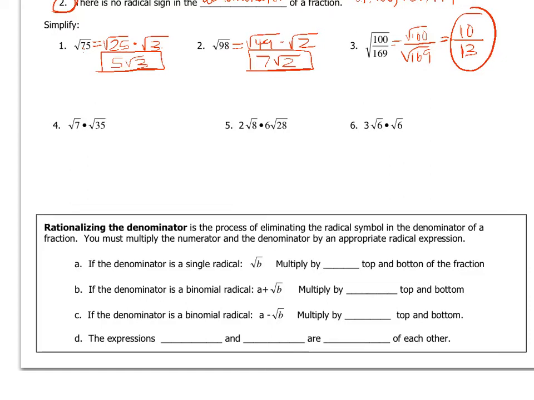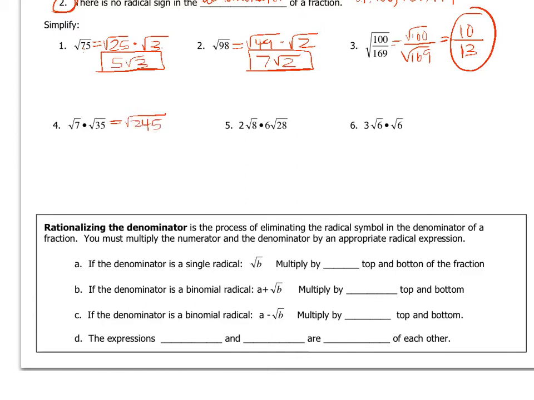Okay, now let's take a look at this. Can I break down 7 with my perfect squares? Well, no, because 4 doesn't go into it. Okay, 35 is 7 times 5, so that doesn't work either. Okay, so here's what I'm going to do. I'm going to multiply 7 times 35 together, and I get the square root of 245.